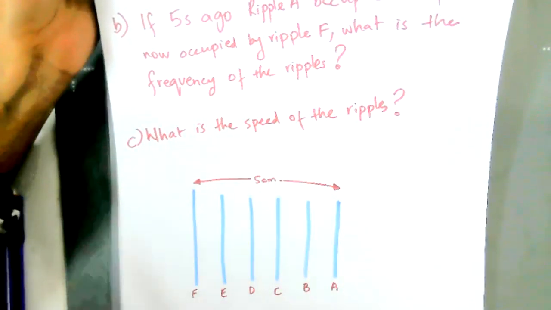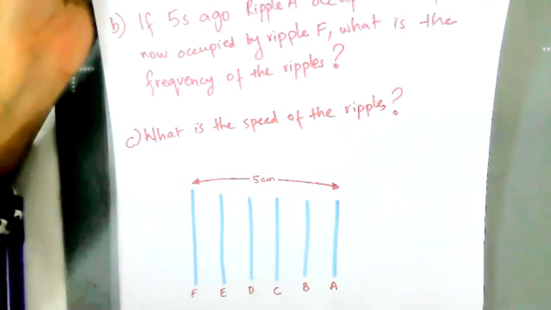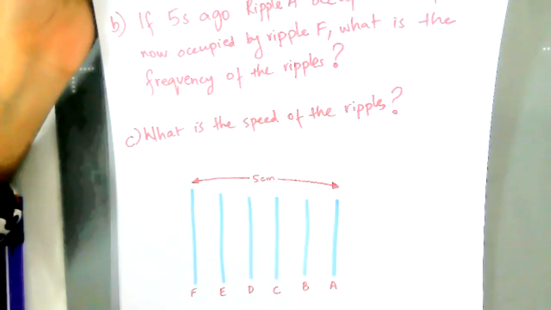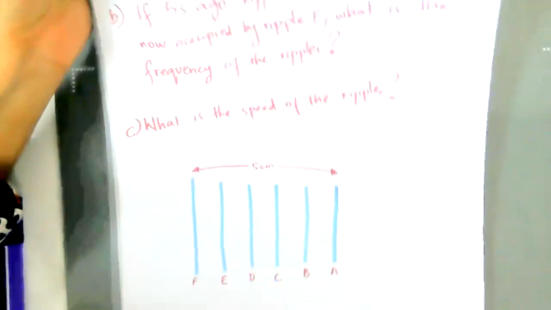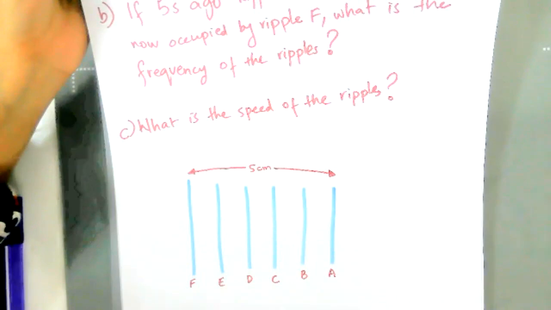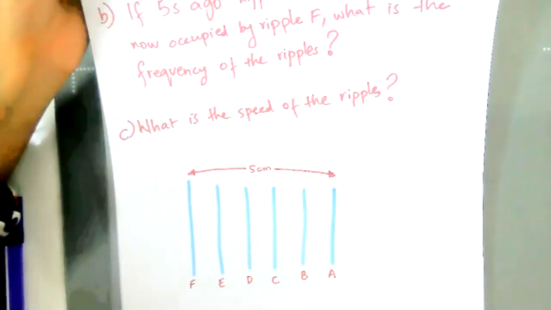Yes, Nabil? Miss, it's 1 centimeter. Okay, yes, why? How? As the total answer is 5 centimeter and there are total 5 of them. No, there are 1, 2, 3, 4, 5, 6 of them, 6 crests.